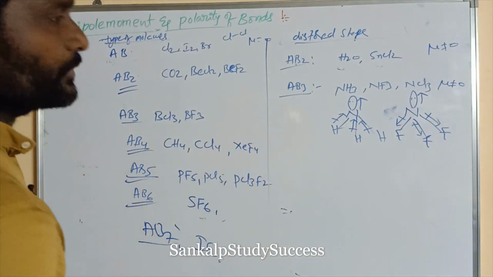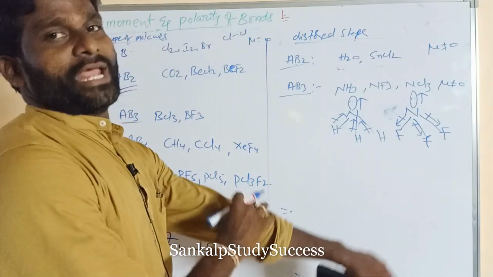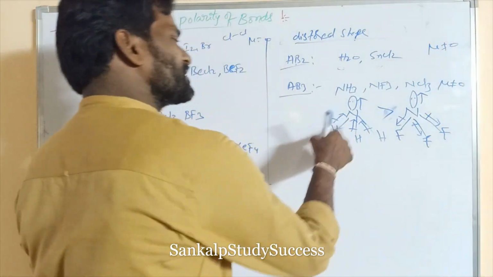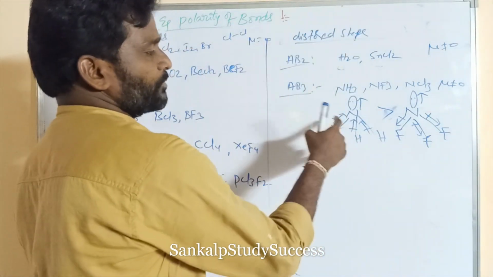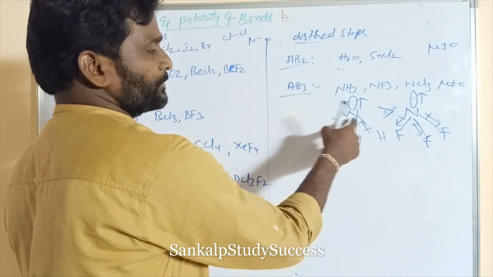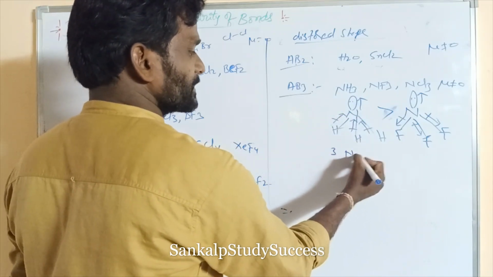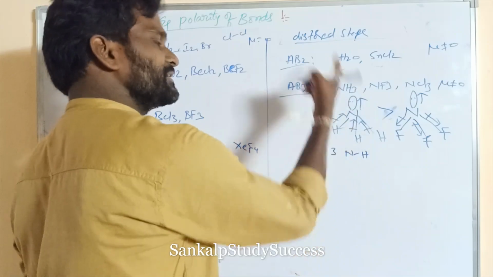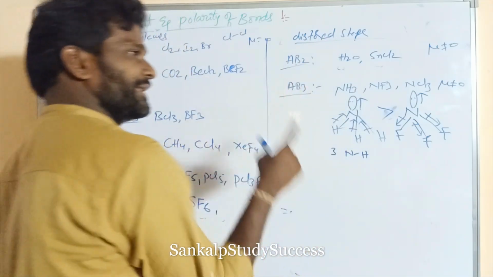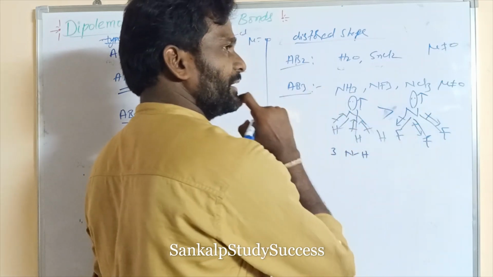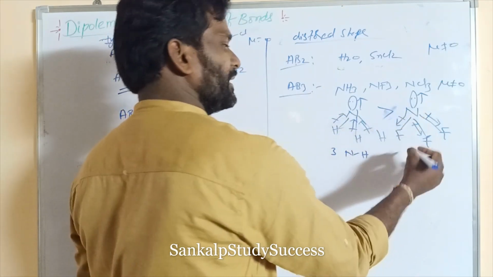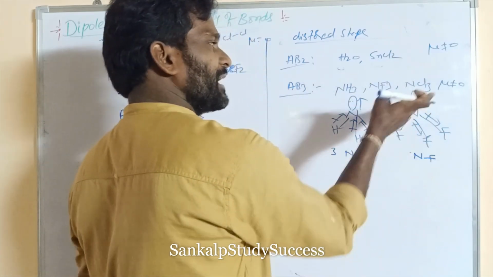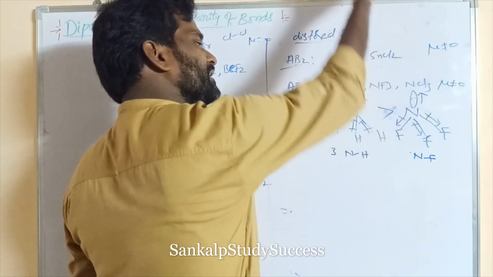But between these two, NH3 and NF3, NH3 has the larger dipole moment. Why? The dipole moments of all bonds are present in one direction. The dipole moments of the 3 N–H bonds and the lone pair orbital moment are all present in the same direction, so they add up. But in NF3 the dipole moment of the 3 N–F bonds is present below the plane, and the orbital moment, the lone pair, is present above the plane.